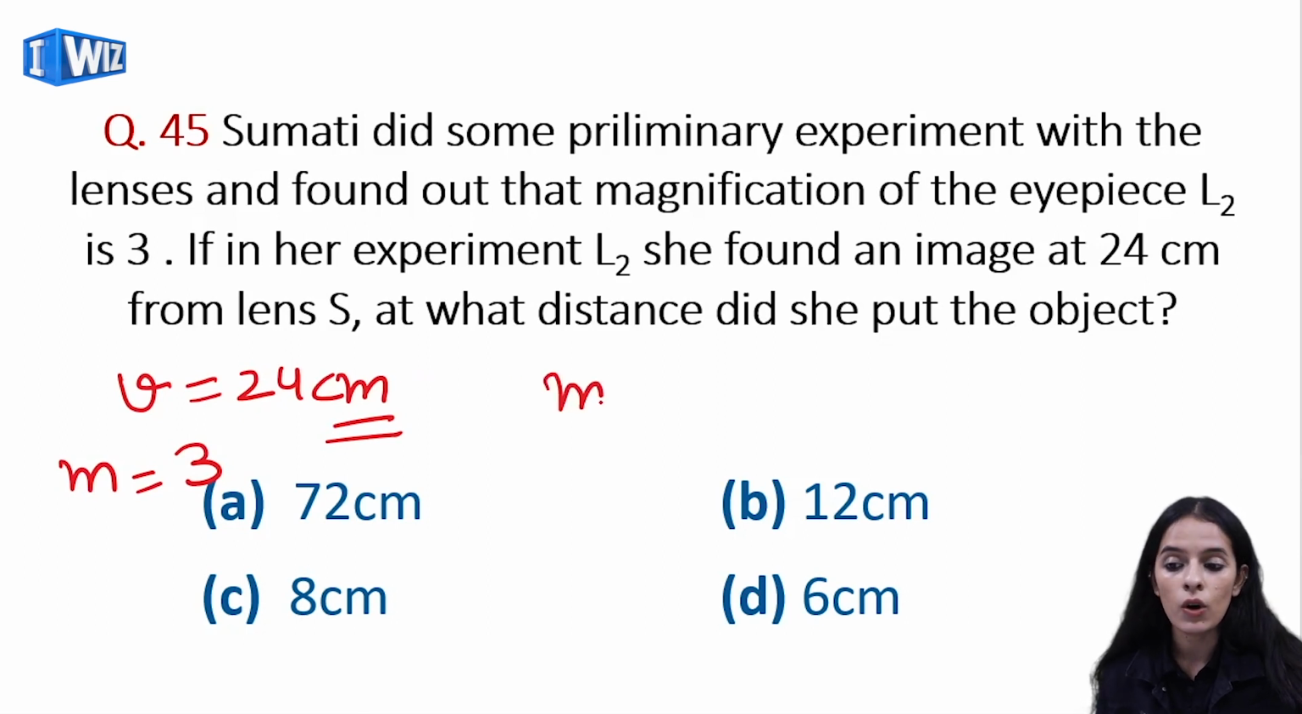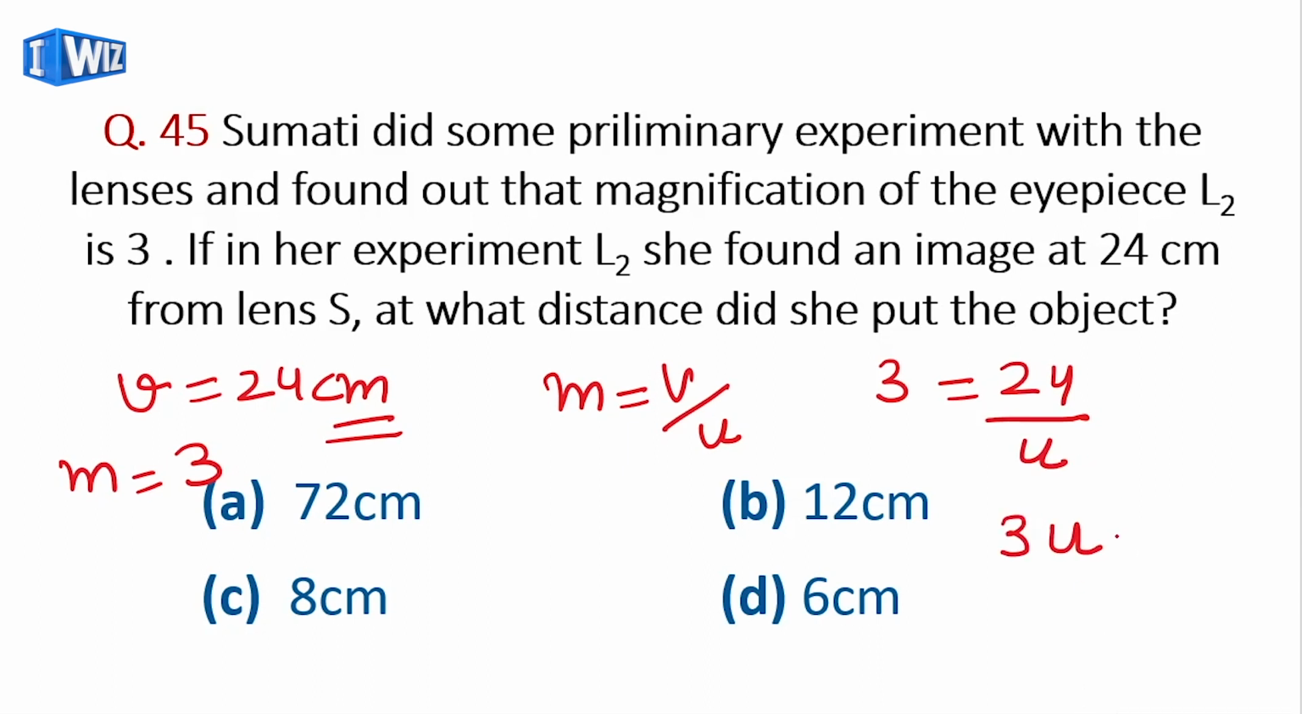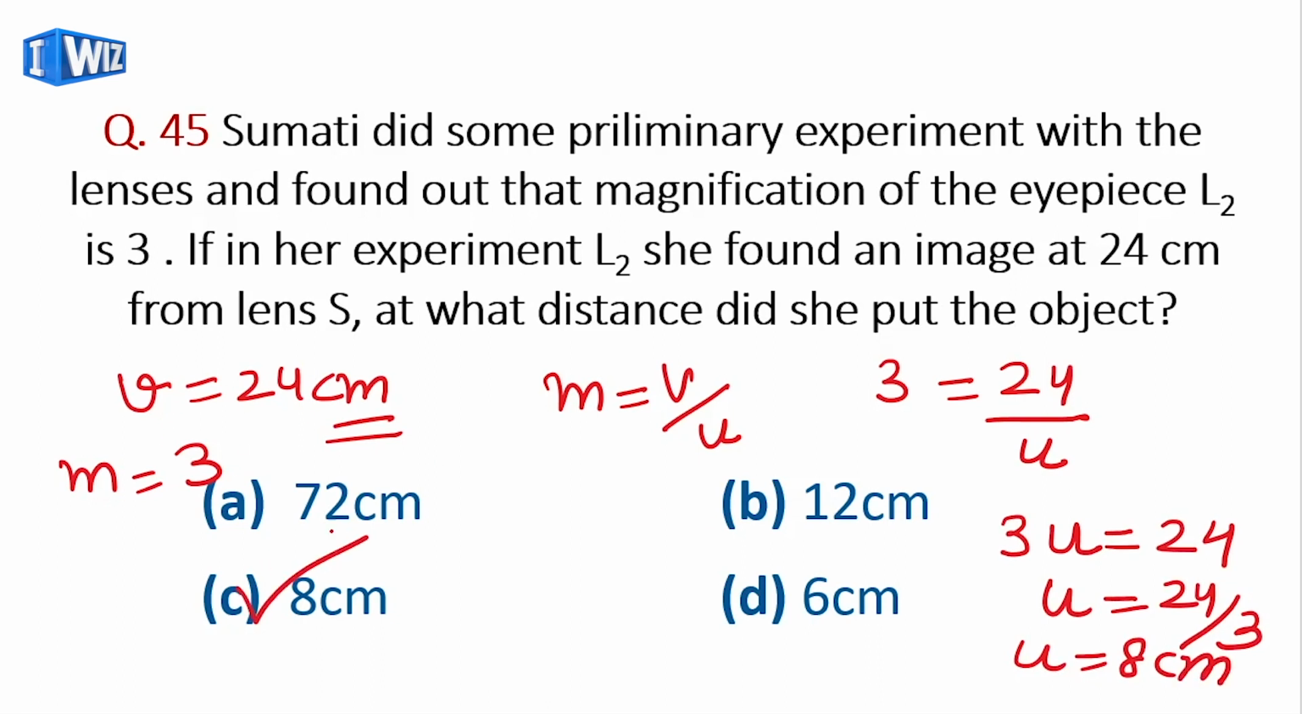In case of lens, we already know that magnification is V over U. So here M is 3, V is 24 and you have to find U. So how will you find? Just cross multiply it. 3U is equal to 24. U is equal to 24 over 3 and what is that? 8. So right option is 8.